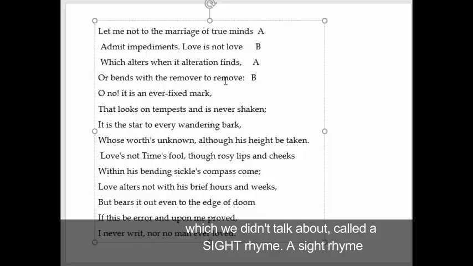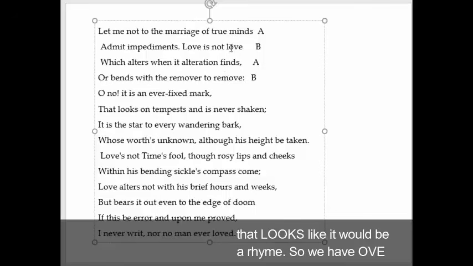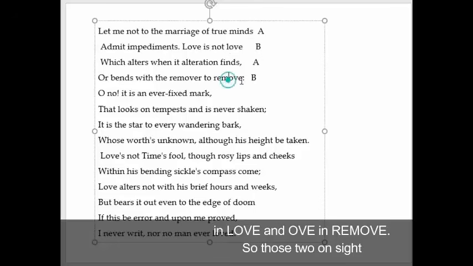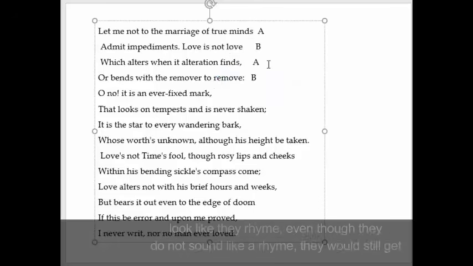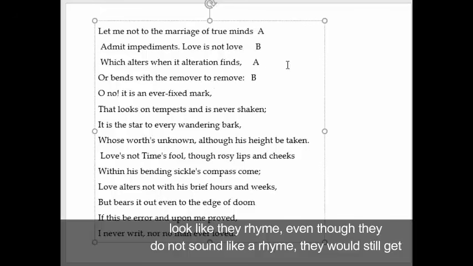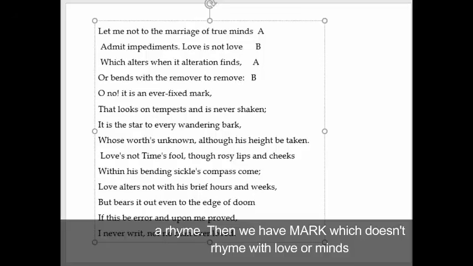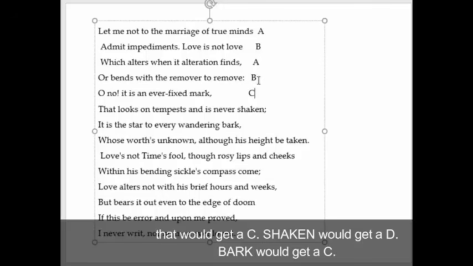A sight rhyme is a rhyme that looks like it would be a rhyme. So we have OVE in love and then OVE in remove. So those two on sight look like they rhyme, even though they do not sound like a rhyme. They would still get a rhyme. Then we have mark, that doesn't rhyme with love or minds, that would get a C. Shaken would get a D. Bark would get a C.